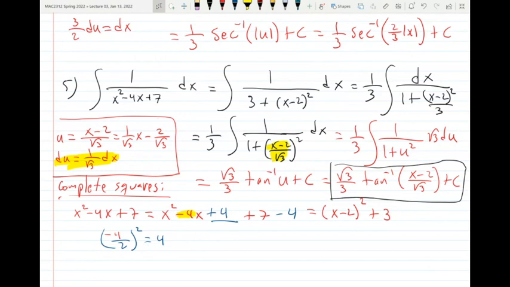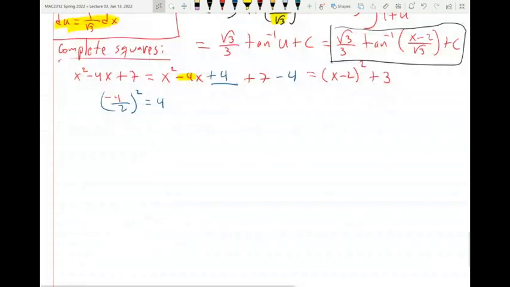Just always remember, we're trying to get 1 over 1 plus something squared. That's all we are trying to get. All right. And I guess to close this, let me do one that's a definite integral with limits of integration, because everything we have done is indefinite integral.